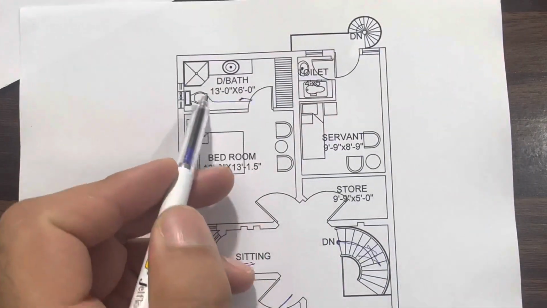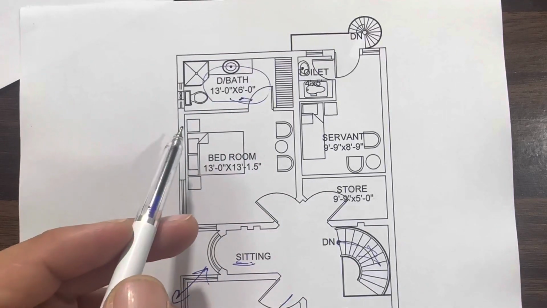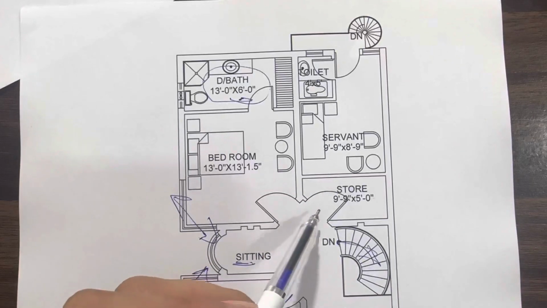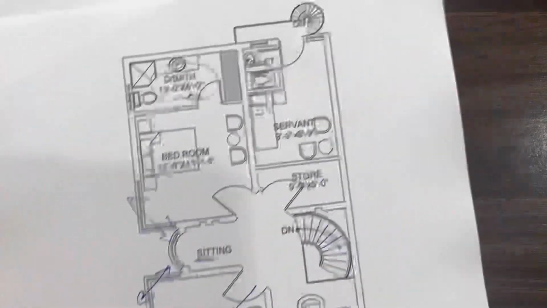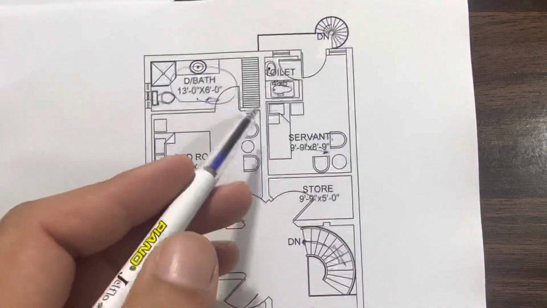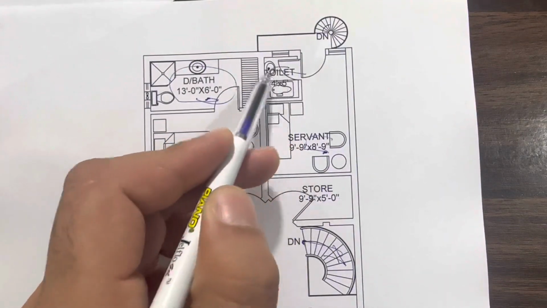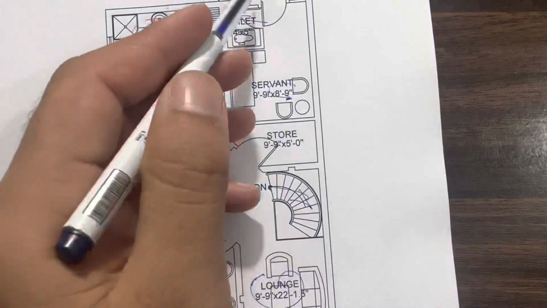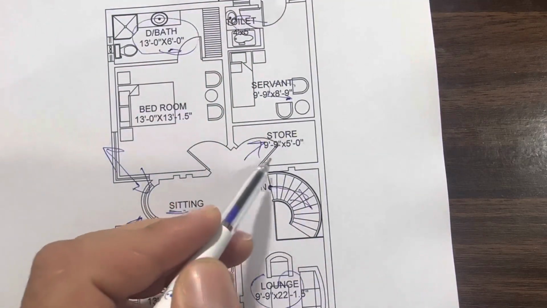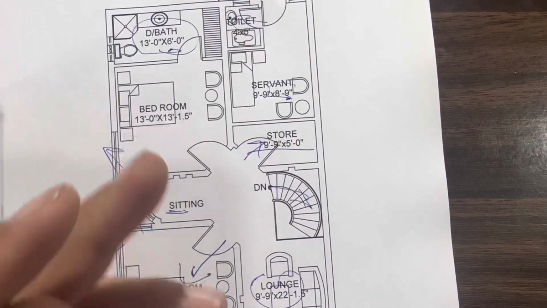Also, this is a dressing room plus bath. Size 13 feet by 6 feet. This is its window. Next, this is the servant quarter. From the back side, you can use it. Size is 9 feet 9 inches by 8 feet 9 inches, and this is a small toilet. Size is 4 by 5 feet. You have a small veranda or balcony at the back side of this, and this is its store. Size is 9 feet 9 inches by 5 feet.